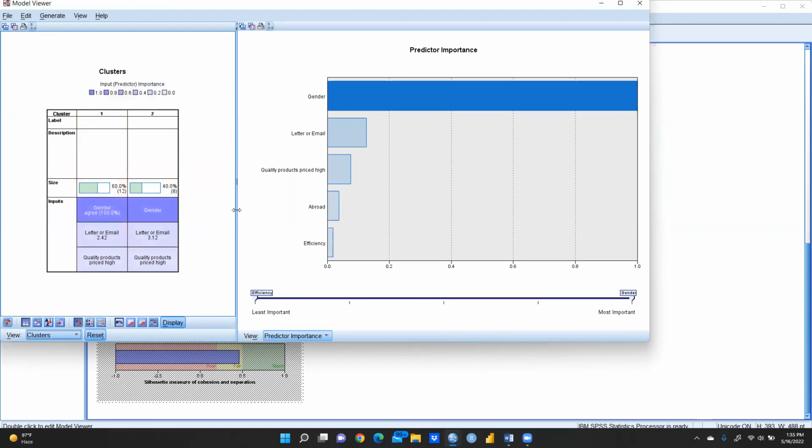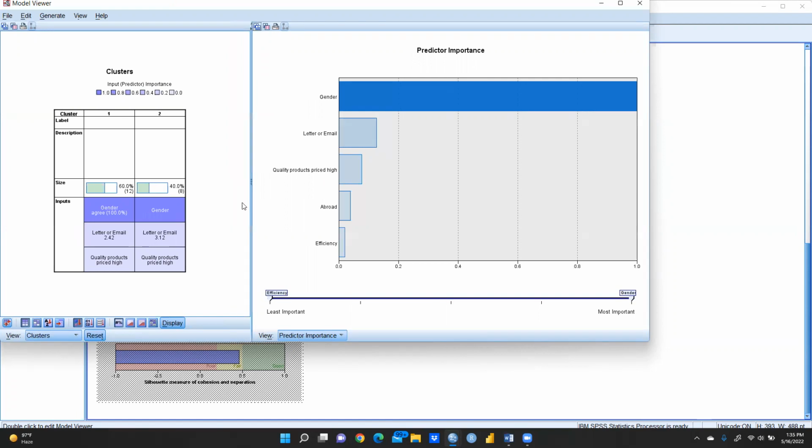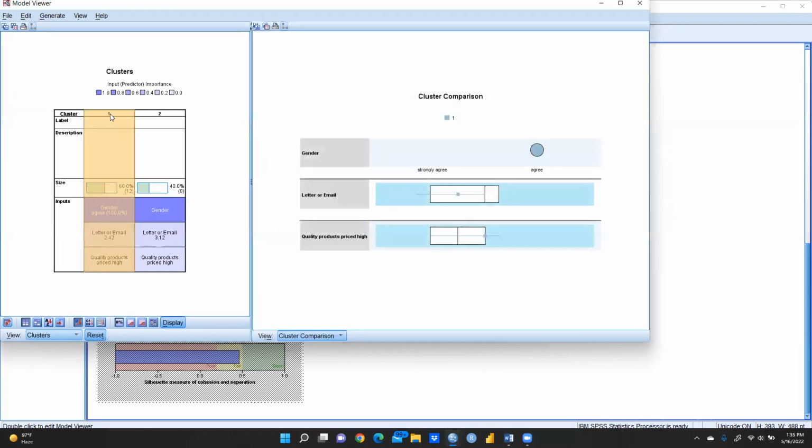And the moment I click on clusters, you can see here, let me slightly shift because the size would be bigger. So here is 60% and 40%, right? Let me check. There is the bar plot. Here you can see letter of email, and there is quality product price high. That is one, only because I had clicked here, one male only. If I click here, that is only female, right?